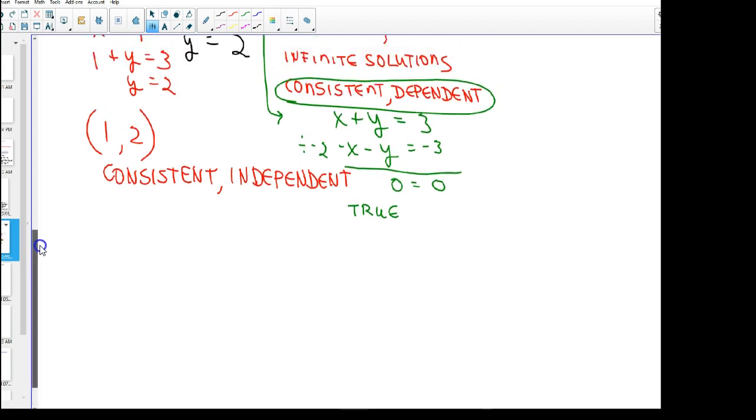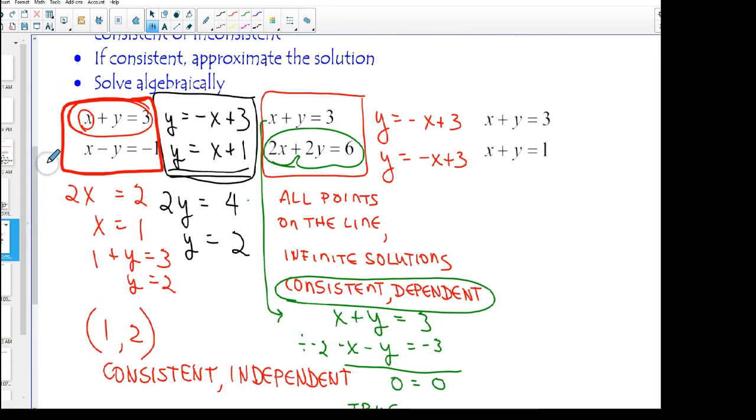Okay, I'd like you to pause the video and solve the third system here. Again, get each equation ready to graph them in your calculator, approximate the solution, then go back and solve it algebraically and state the solution. Also state whether it is consistent or inconsistent along with your solution.